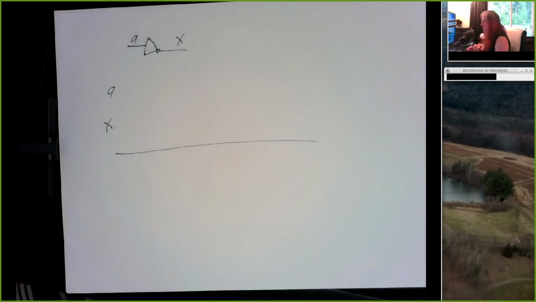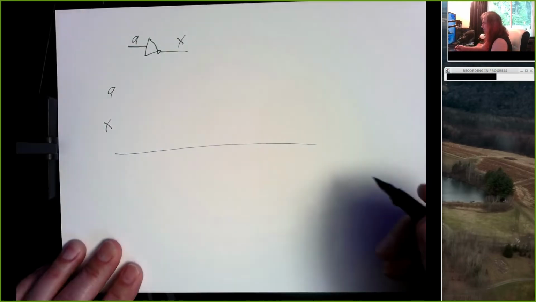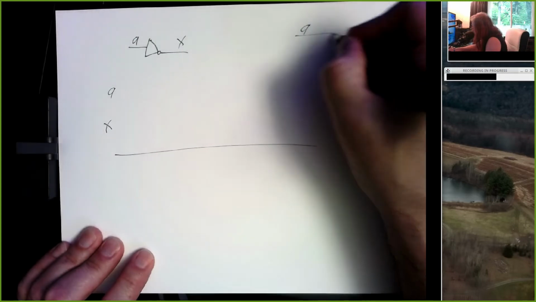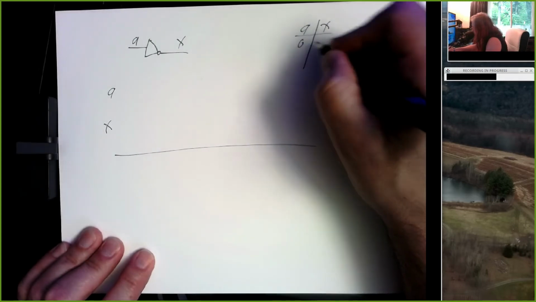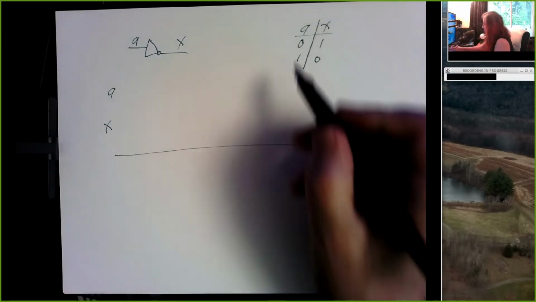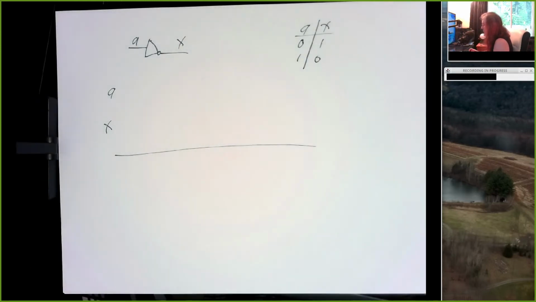So suppose we have an inverter, and the input we call A and the output we call X. And a truth table will tell us, here's the behavior. If the input is 0, the output's 1. If the input is 1, the output is 0.